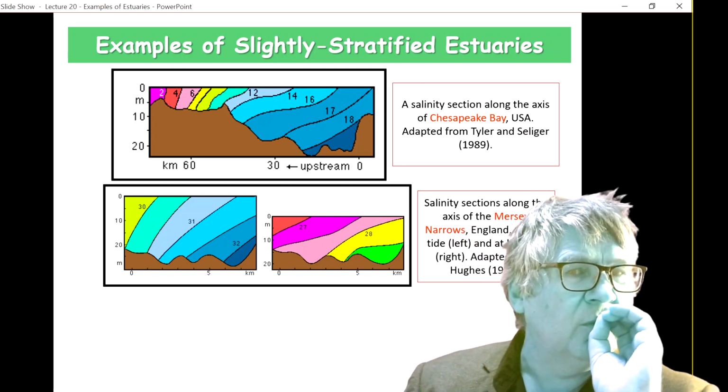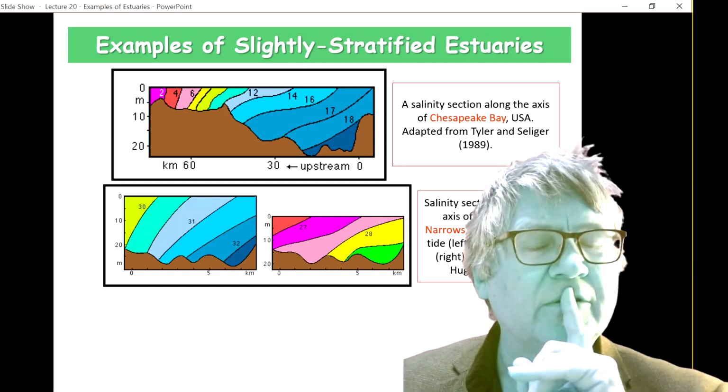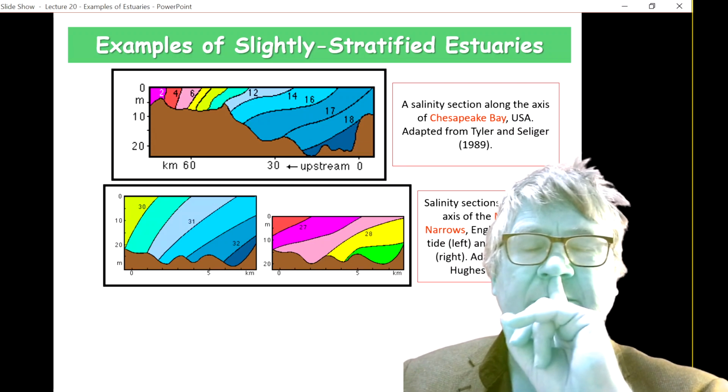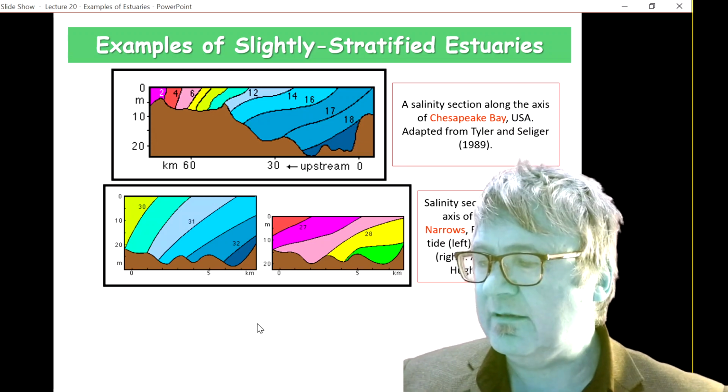So what type of estuary is missing now? I think I forgot one. Do you remember which one is missing? Oh, I think I remember. I think it was something like the vertically mixed. Okay, let's have a look.